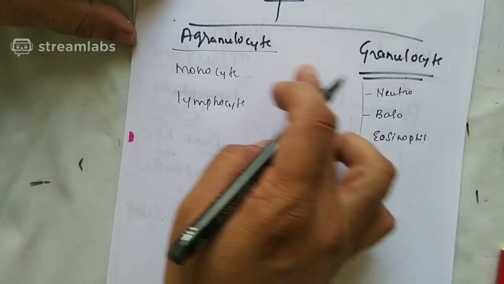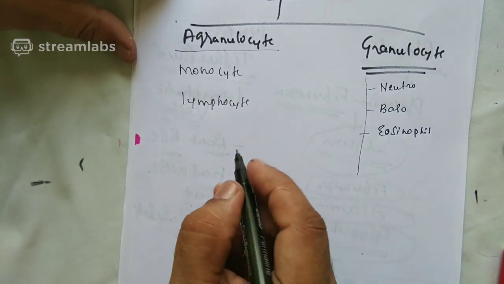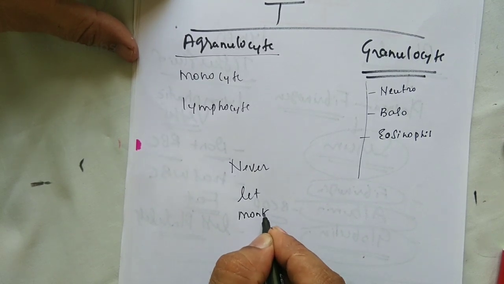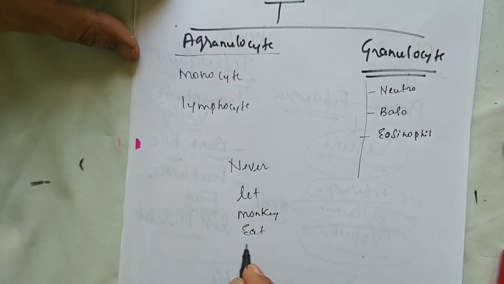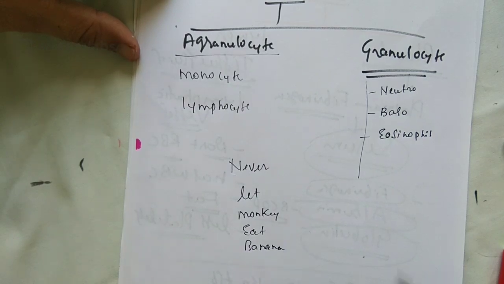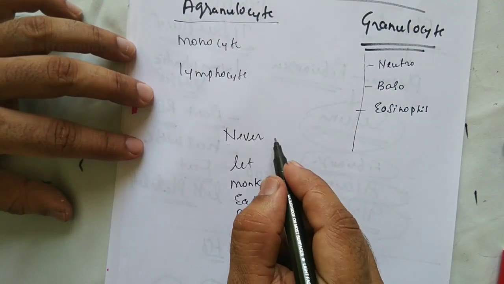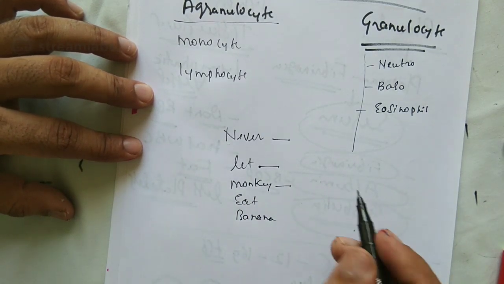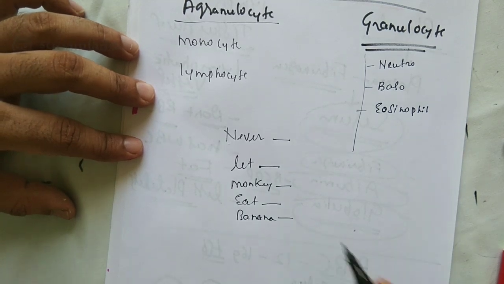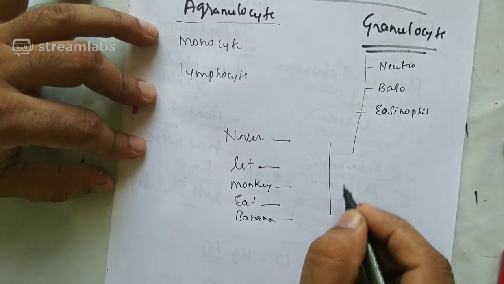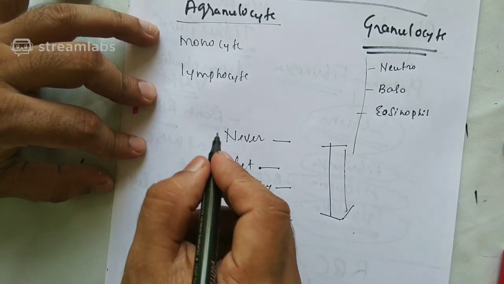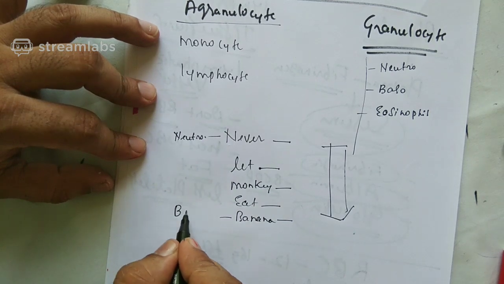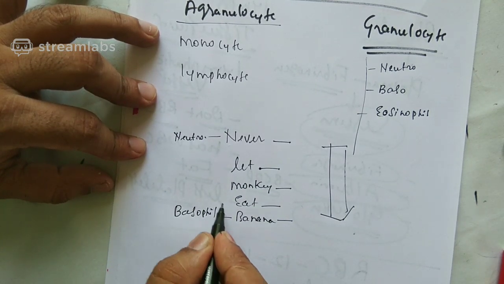So come back here once again. Neutrophil. Among these, what is the way of remembering them? We can remember like this: never let monkey eat banana, where never is a neutrophil, let is a lymphocyte, M is a monocyte, E is eosinophils, B is basophils. Means highest will be whom? The highest will be neutrophil, and least will be basophil. Hope the matter is very clear for you.